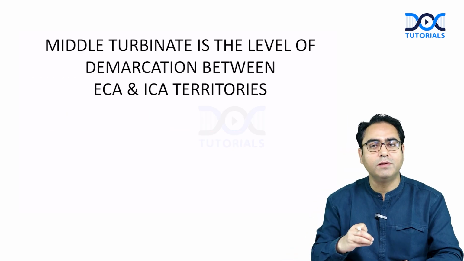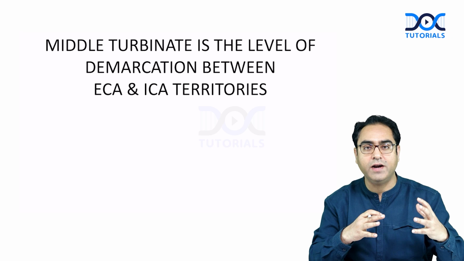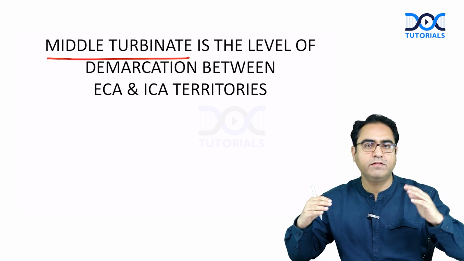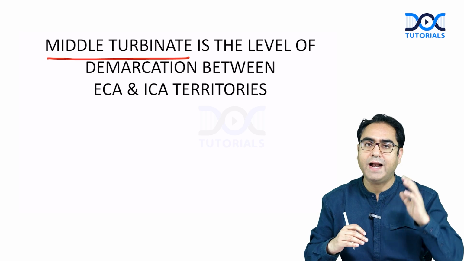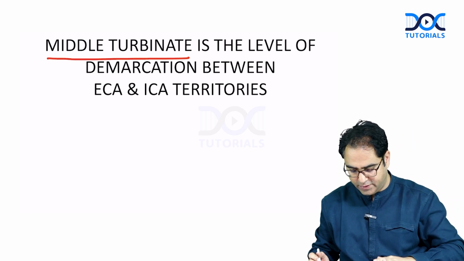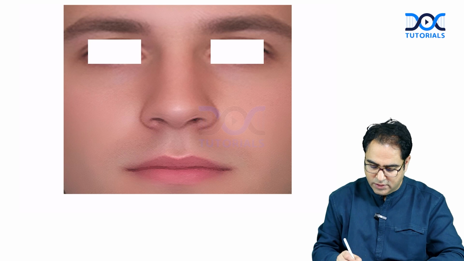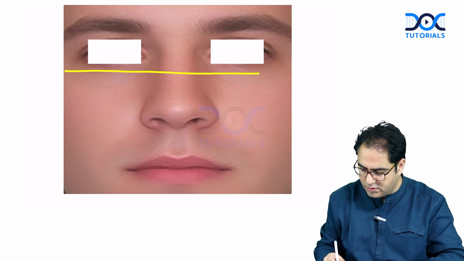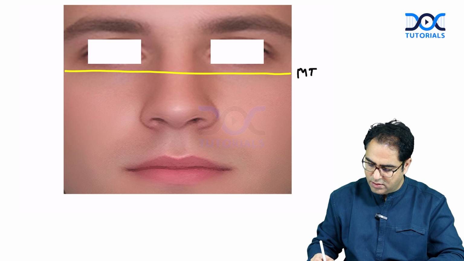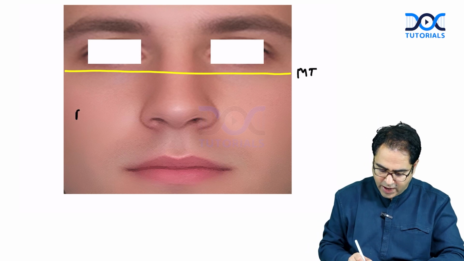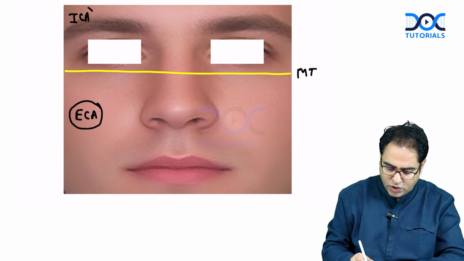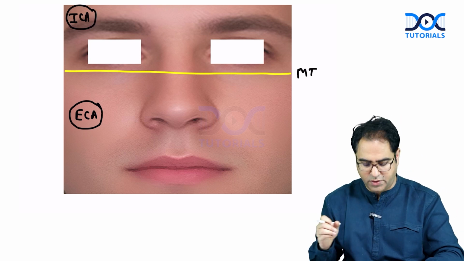The level of demarcation between the ECA territory and the ICA territory is the middle turbinate. Okay, so up to middle turbinate is ECA blood supply source, and above the middle turbinate, the brain side, is the ICA blood supply coming over there. Let us see over here. This is the level of demarcation of the ECA and ICA territory. Below this is the external carotid artery, and above this the circulation comes from the internal carotid artery.